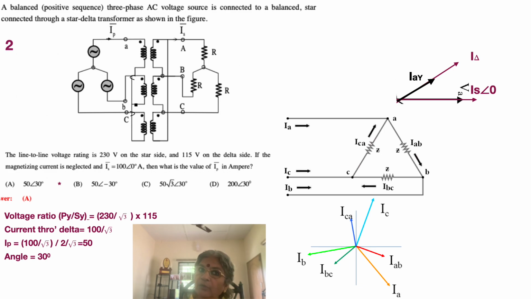I hope that though we have spoken about many things, the general concept is clear, in the sense that you have to go through several stages, wherein if you start off from IS, you first go to the delta. Two conversions need to be considered. One is that the delta current will be 1 by root 3 times the line current. Then we go to the fact that the delta current will be leading the line current by 30 degrees.